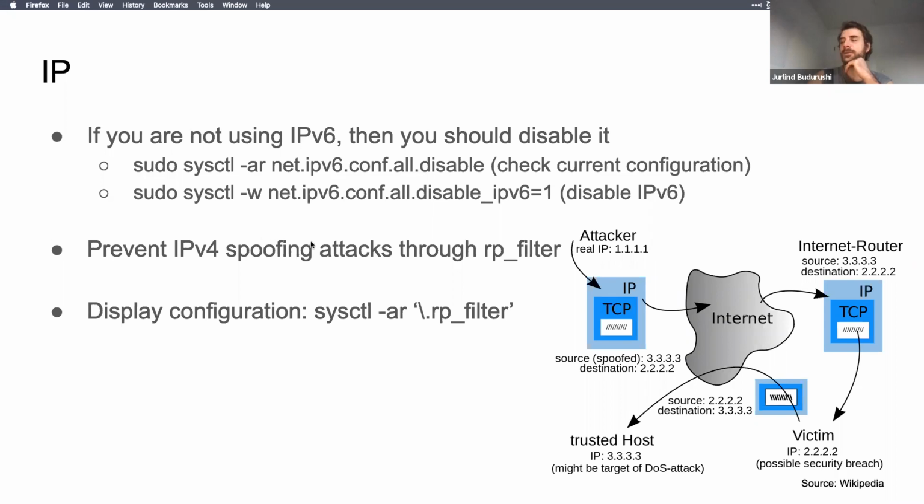In general, if you use IP version 4 and you want to prevent spoofing attacks, you have the reverse path filter option.